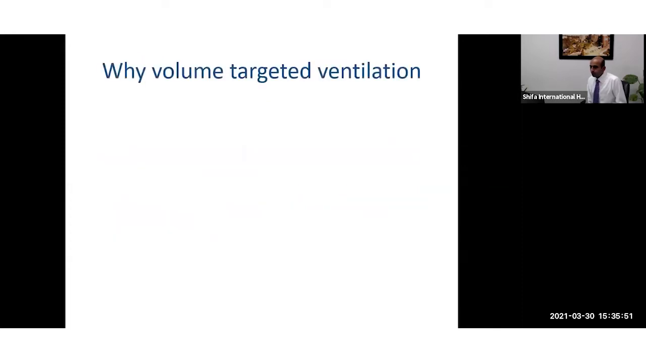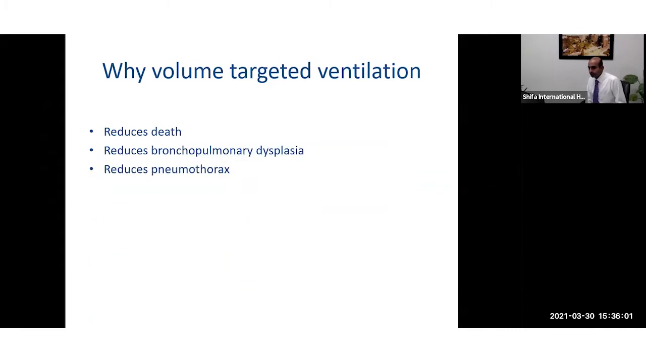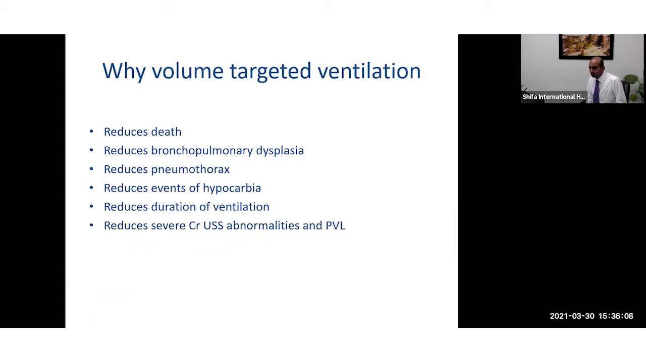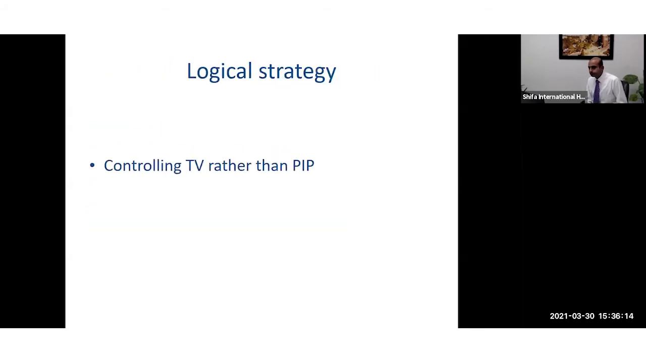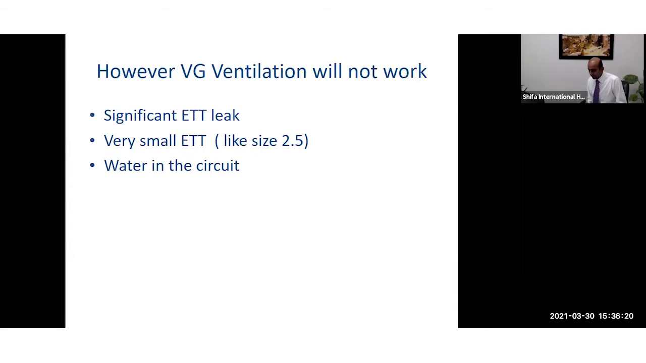So why should we be using volume targeted ventilation? As we saw, that reduces death, reduces the rates of bronchopulmonary dysplasia, reduces pneumothorax, reduces events of hypocarbia, reduces the duration of ventilation, and reduces severe cranial ultrasound abnormalities like IVH and PVL. So it's a logical strategy to use the tidal volume rather than peak inspiratory pressure.